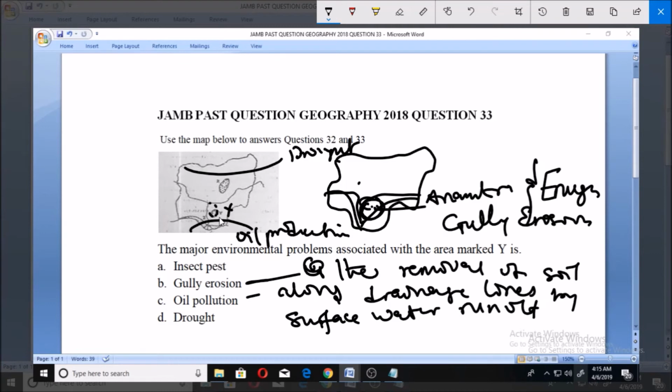So this area is actually the area of Anambra and Enugu, and the major problem there is gully erosion, and that's why option B is the right answer for this problem.